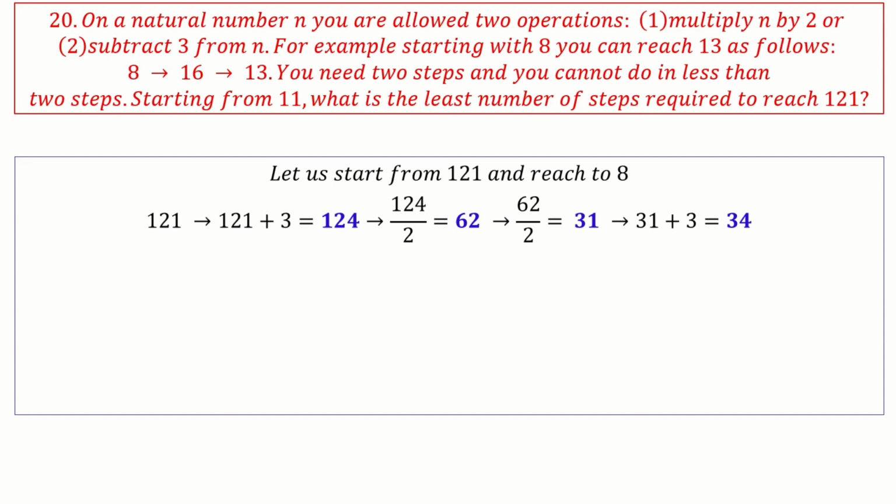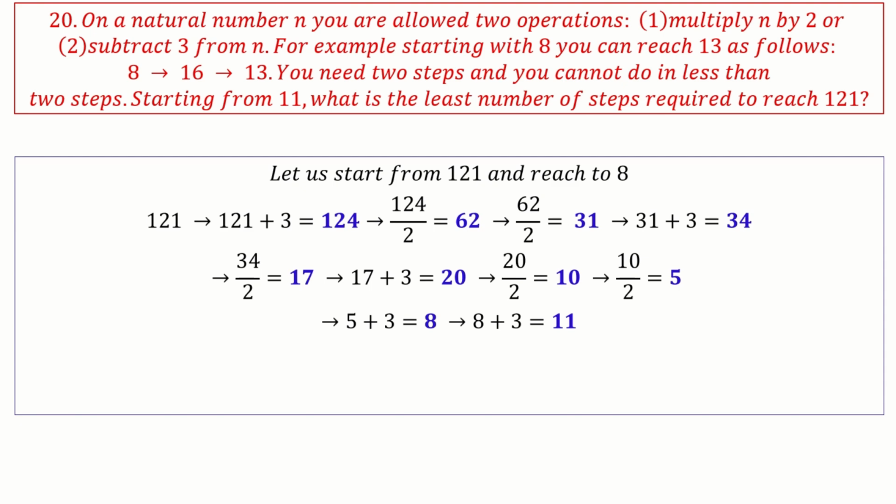121 is an odd number, so we definitely cannot divide. So the obvious operation is plus 3. So 121 plus 3 is 124. 124 by 2 is 62. Okay. And 62 by 2 is 31. 31 is an odd number again, so plus 3, 34. Okay. 34 by 2 is 17. 17 plus 3 is 20. 20 by 2 is 10. 10 by 2 is 5, 5 plus 3 is 8, 8 plus 3 is 11. Okay, this is how we can reach.